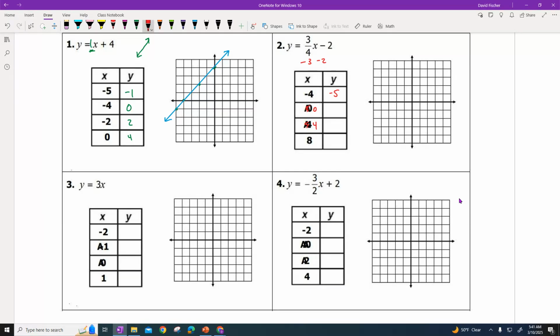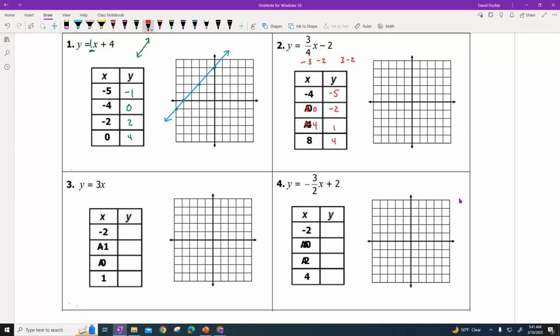0 is nice and easy. 0 times 3 fourths, anything times 0 is 0, so that's a minus 2. But look, I put a 4 in because 4 times 3 is 12, and 12 divided by 4 is a positive 3. So now my math problem in my head says 3 minus 2, which is 1. I want to put an 8 in. 8 times 3 is 24, and 24 divided by 4 is 6, and 6 minus 2 is 4.